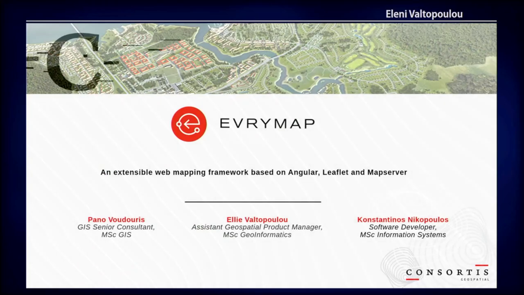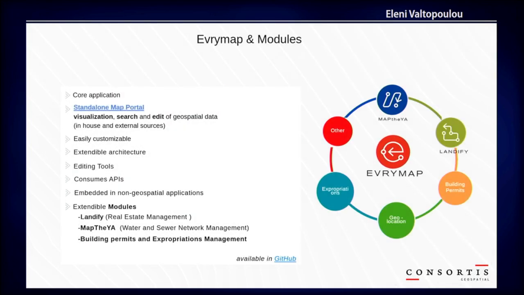I'm going to talk to you about our map portal, EVRYMAP. So what is EVRYMAP? Basically it comes in two flavors. In its simplest form, it is a standard map portal where the user can publish the spatial data, can create pretty symbology using Mapserver and configure the map layers. Then the end user can search, view, query the data and download them. Basically a functionality a user would expect from a WebGIS. Plus its look and feel can be easily customized to fit clients' purposes and requirements.